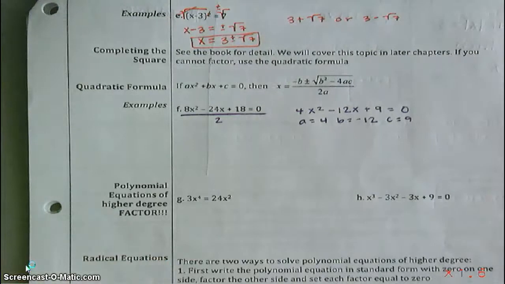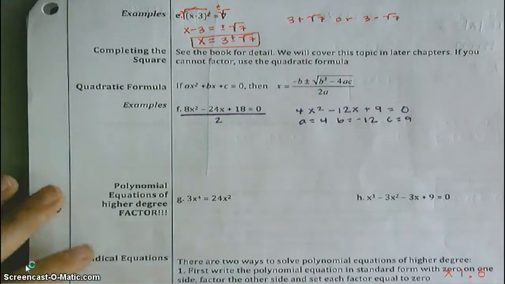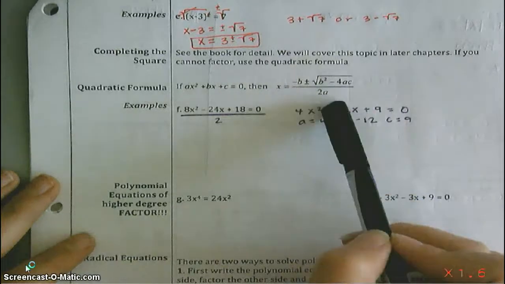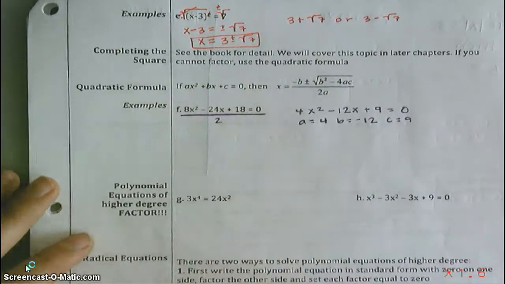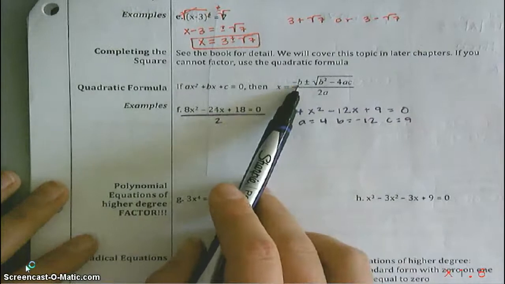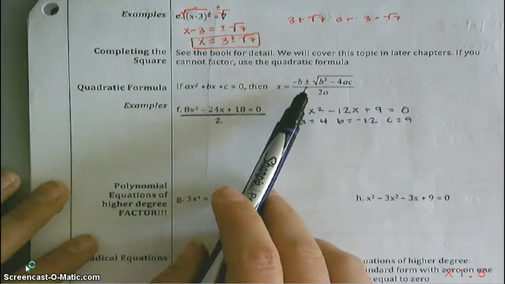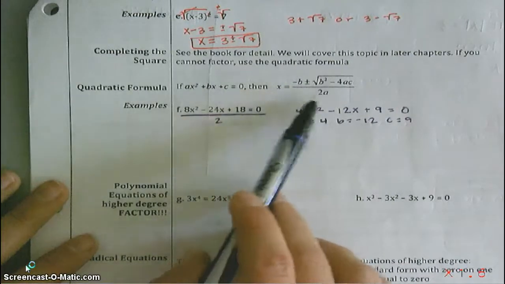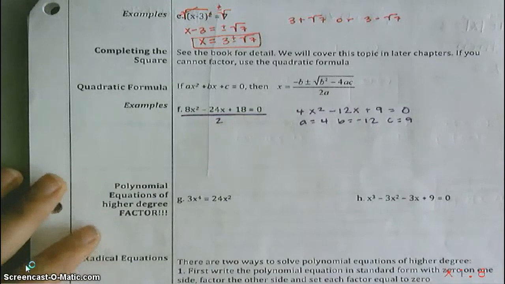I might just start singing because I can't do it without it. There's a song that goes along with the quadratic equation, and it goes a little bit something like this. It's x equals -b plus or minus the square root of b squared minus 4ac all over 2a. And I don't know why that helps me, but I always remember it.